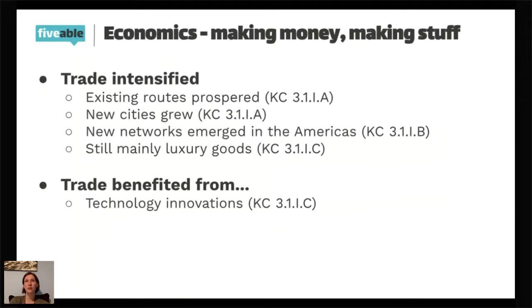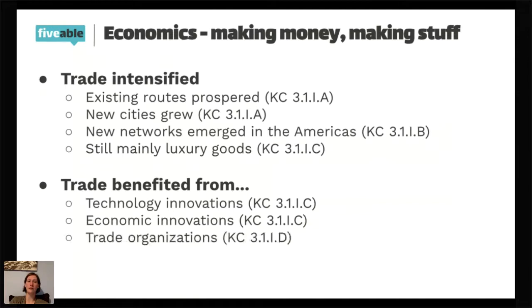Caravanserais, locations for traders to stop and rest where they could be protected along the roads in between cities. Those are going to be a big deal. Economic innovations and trade organizations that we already mentioned in the political slide. All of those things are a big deal.